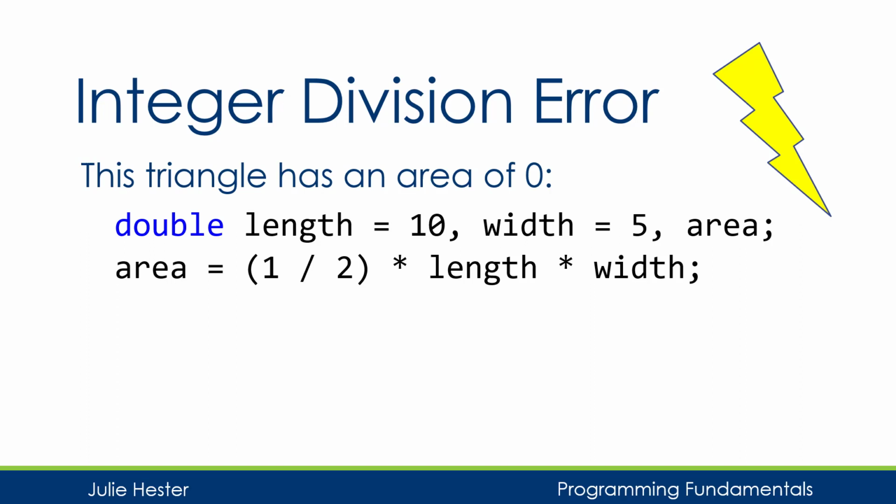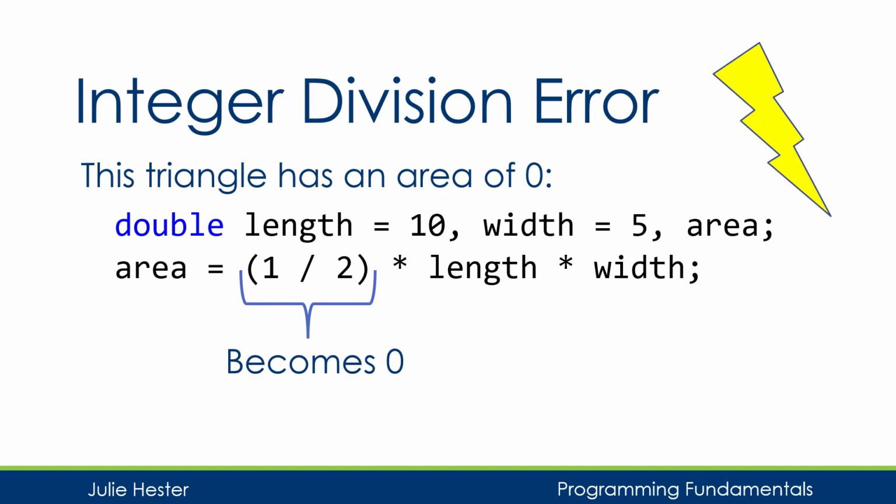But when I wrote the expression in C++, I wrote a 1 divided by 2. 1 and 2 are both integers. And what's going to happen is 1 divided by 2 happens to be 0.5, but those are both integers. I have to have the result as an integer. I'm going to truncate the 0.5, and now 1 divided by 2 is going to become 0. I'll multiply 0 times whatever length and width I have. And this triangle, or any other triangle with this formula, will have an area of 0.